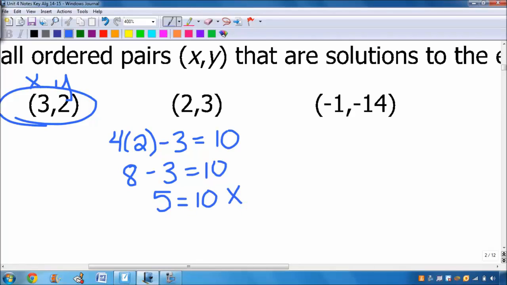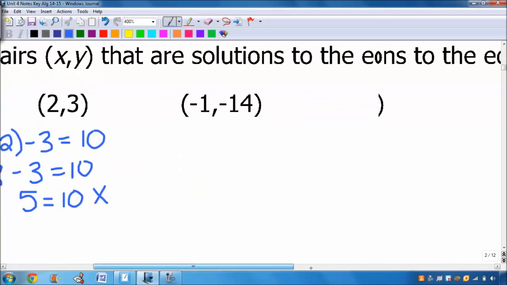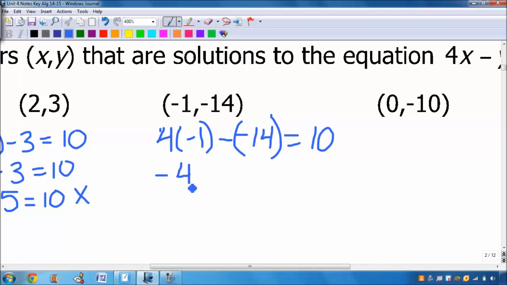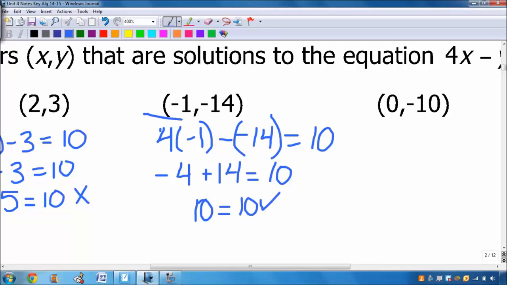All right. Let's do this next one together, and then I'm going to have you do the last two on your own. So the next one, I would do 4 times negative 1 minus negative 14, because it's the y value, equals 10. So you get negative 4 plus 14 equals 10. So then you end up getting 10 equals 10, and it works. So this is one solution. All right. Go ahead and try the next two. Press pause and then come back to me when you're done with the problem.